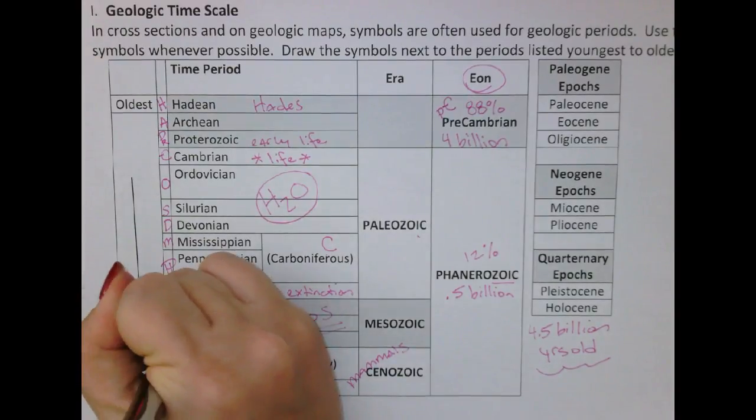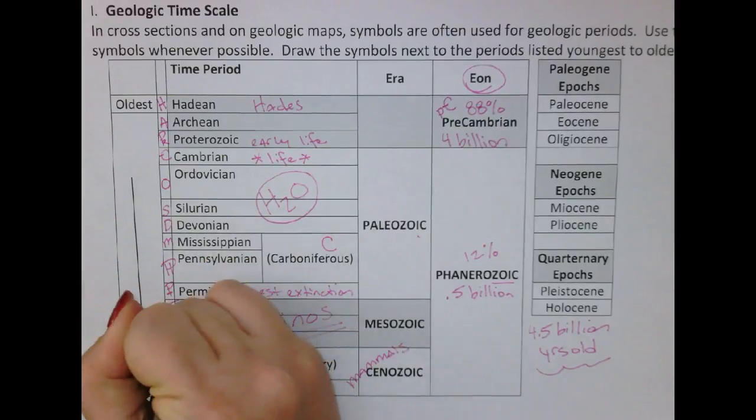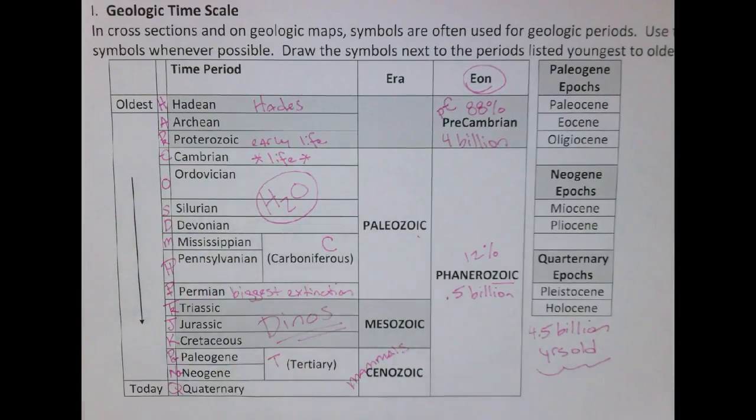Paleogene is a P with a little g. Neogene is an N with a little g. Paleo just means old, neo means new. This would have been a time where mammals really took off and evolved into a lot of different shapes. The quaternary is today. The quaternary is when humans first show up in the fossil record, but it also includes the Ice Age.